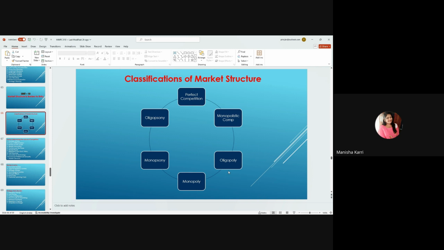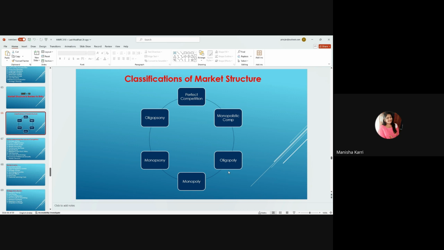Some characteristics of monopsony are a single buyer and price makers for inputs. The buyer has significant control over the prices paid for inputs. Examples: a large employer in a small town, or a government as sole purchaser of defense equipment.